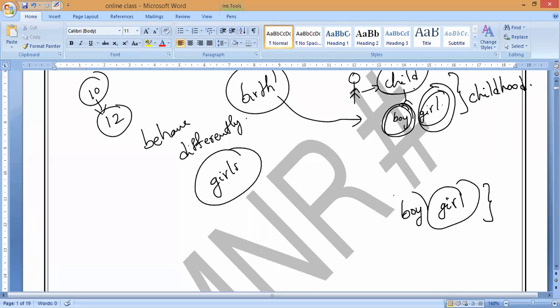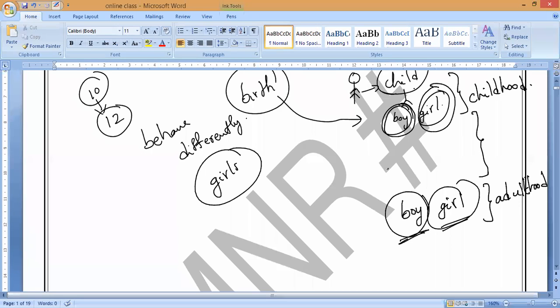Now, where the rapid growth of the body takes place and they behave differently, so that we can easily segregate whether he is a boy or a girl, that is what we call teenage. And then that is what we call adulthood. What do we call it, guys? Adulthood.